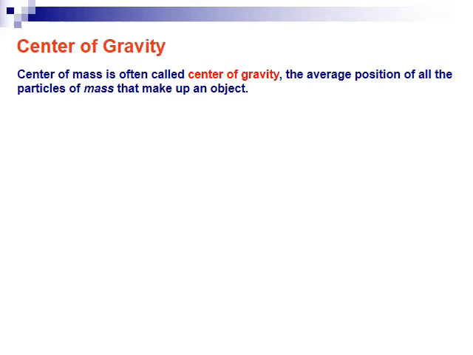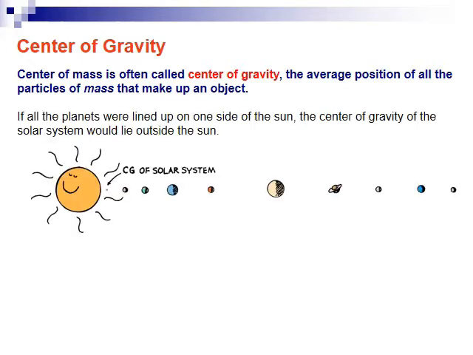Now, just like we discussed earlier, we don't need to have a single object to talk about the center of mass. We can have a system such as a solar system. If all the planets were lined up on one side of the sun, the center of gravity of the solar system would actually lie outside of the sun.